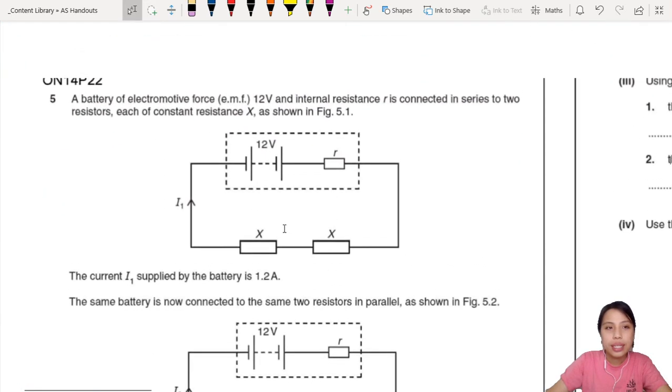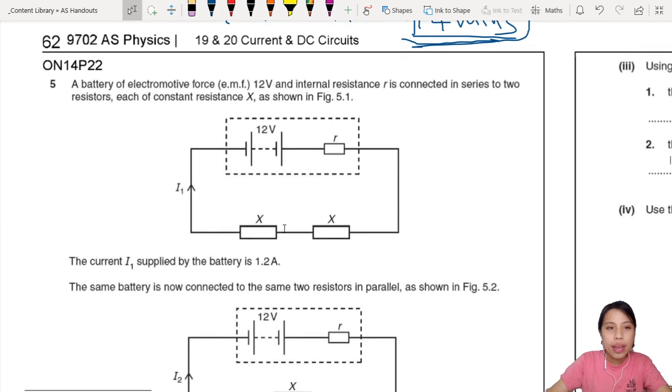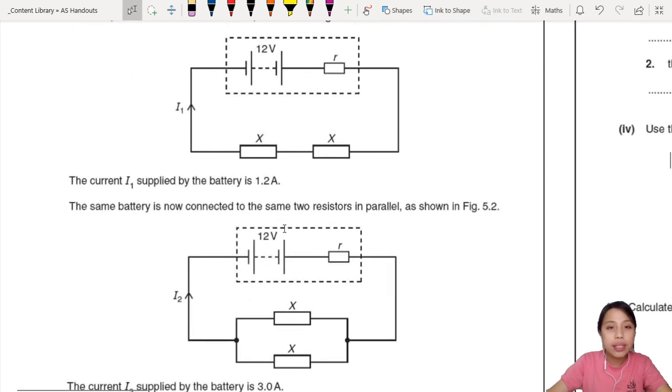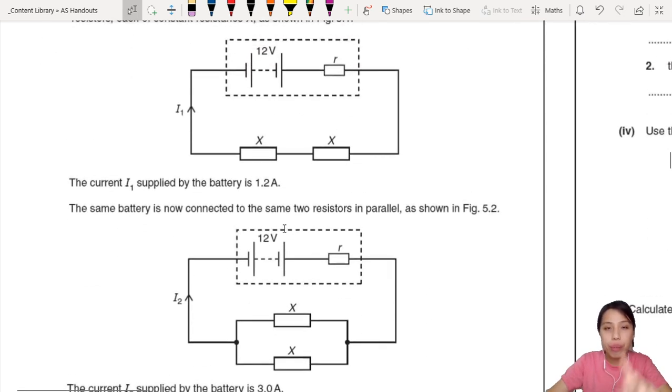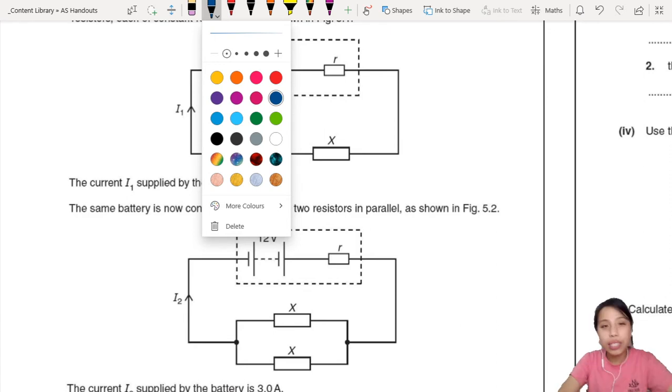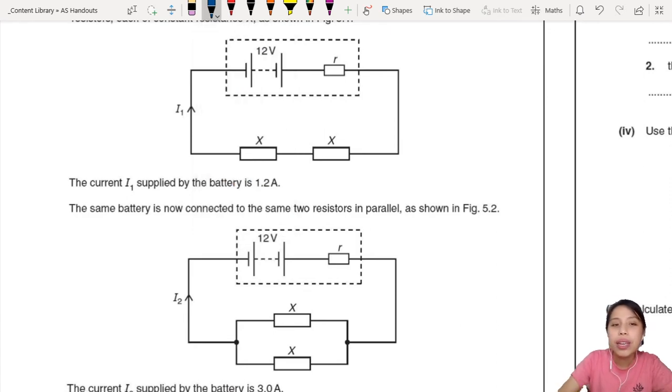Alrighty. Let's see. Battery of electromotive force, okay. It's the same resistor, same resistance X, but one is series, one is parallel. Now, before we actually solve the question, I want to remind you again of the misconception that we often have. Just now I talked about the light bulb, right? Here you see, in series, so current very big. Some people say this. Then here, split in half already, then current must be smaller compared to this one.